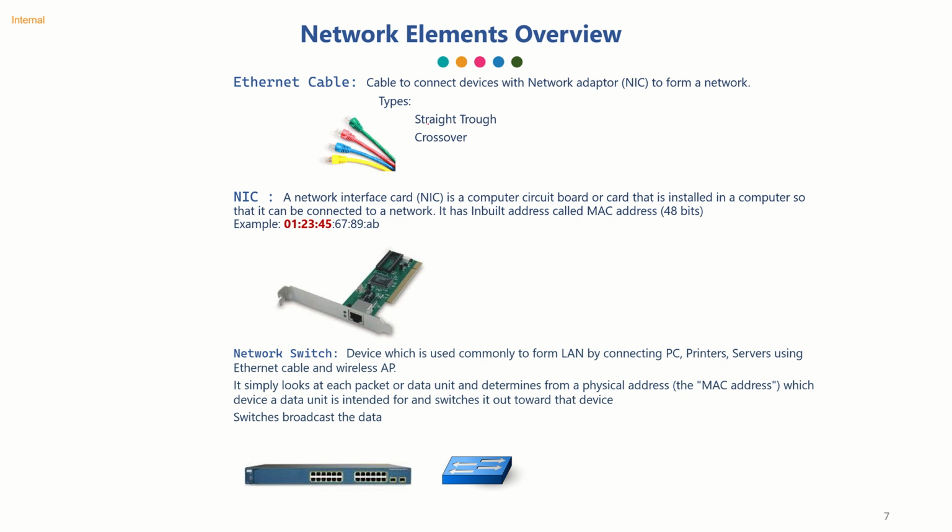We have Ethernet cables of two types. One is the straight through cable, the other one is the crossover cable. Most of the time we use the straight through cable these days. Crossover cables are used in special cases. The difference is the pairing of the cables.